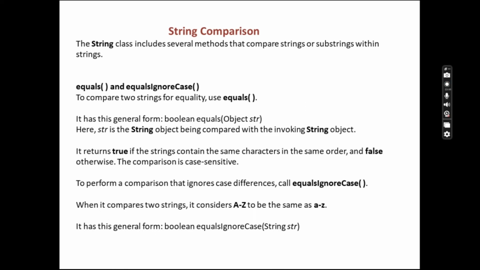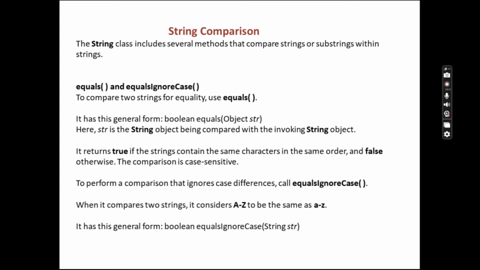String comparison. There are 2 methods for this: equals and equalsIgnoreCase. To compare 2 strings for equality, use equals. If one string's elements and the other string's elements are the same, equals is useful. Here the argument is a string object being compared with the invoking string object. It returns true if the strings contain the same characters in the same order, and false otherwise.